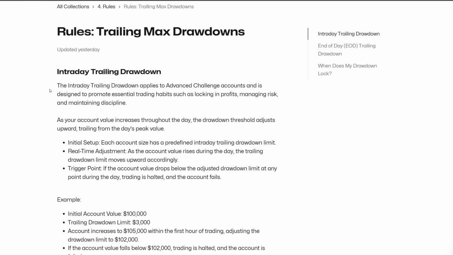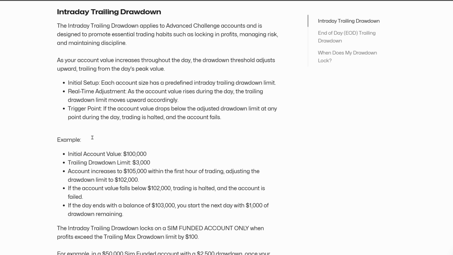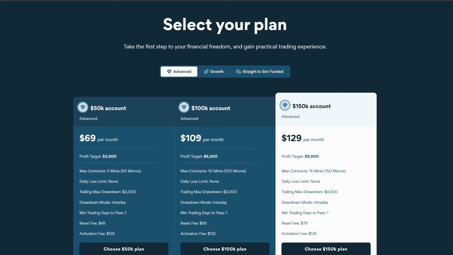And that is because the drawdown is going to continue to trail up regardless if it's open profit or closed out profit. Now, in the example that Tradeify gives out here, they're going to use the $100,000 account size. So with the $100,000 account size, we get what's called a trailing drawdown limit of $3,000. So if you look right here at the $100,000 account, you can see it does say trailing max drawdown is $3,000.